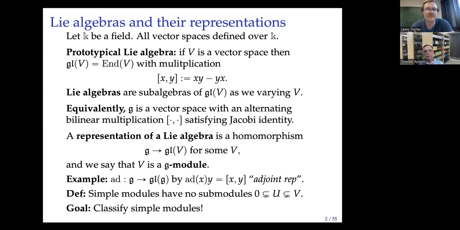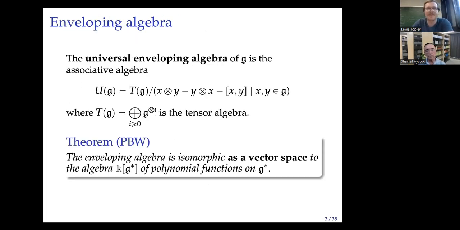So the first example of representation is the adjoint representation. This is the sort of left regular representation of your algebra, where you just multiply on the left by x. Simple modules are the ones that have no submodules other than 0 and V, and the goal is to classify all simple modules. You could say that this is perhaps the ambition of any pursuit in representation theory.